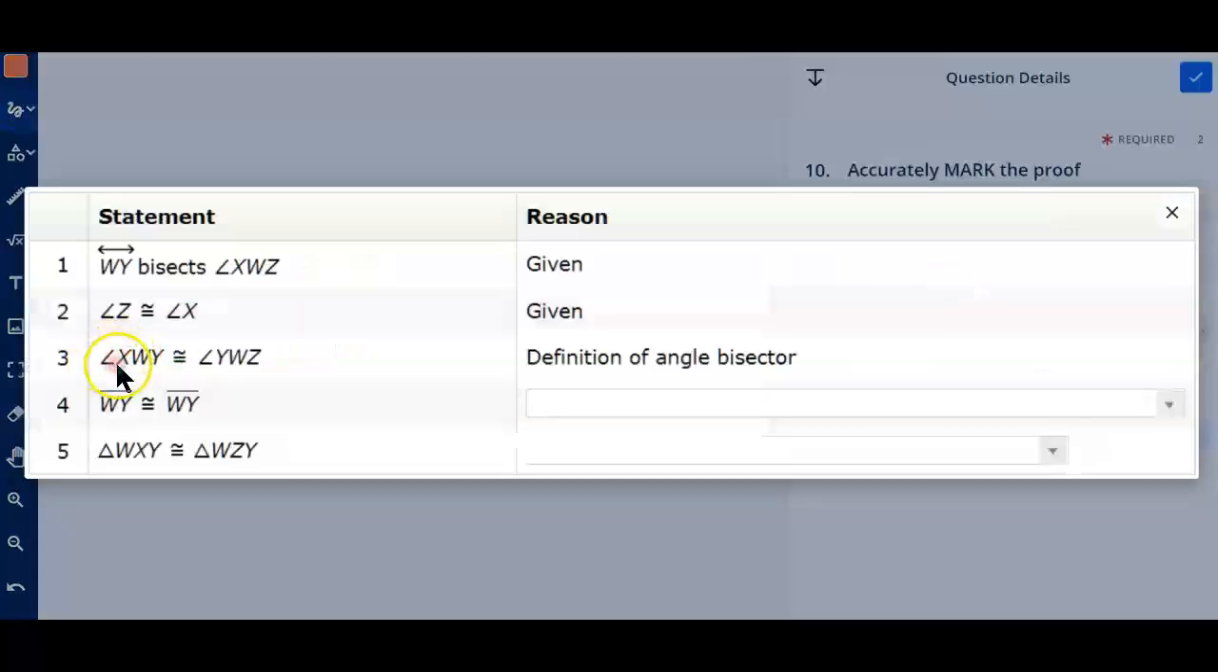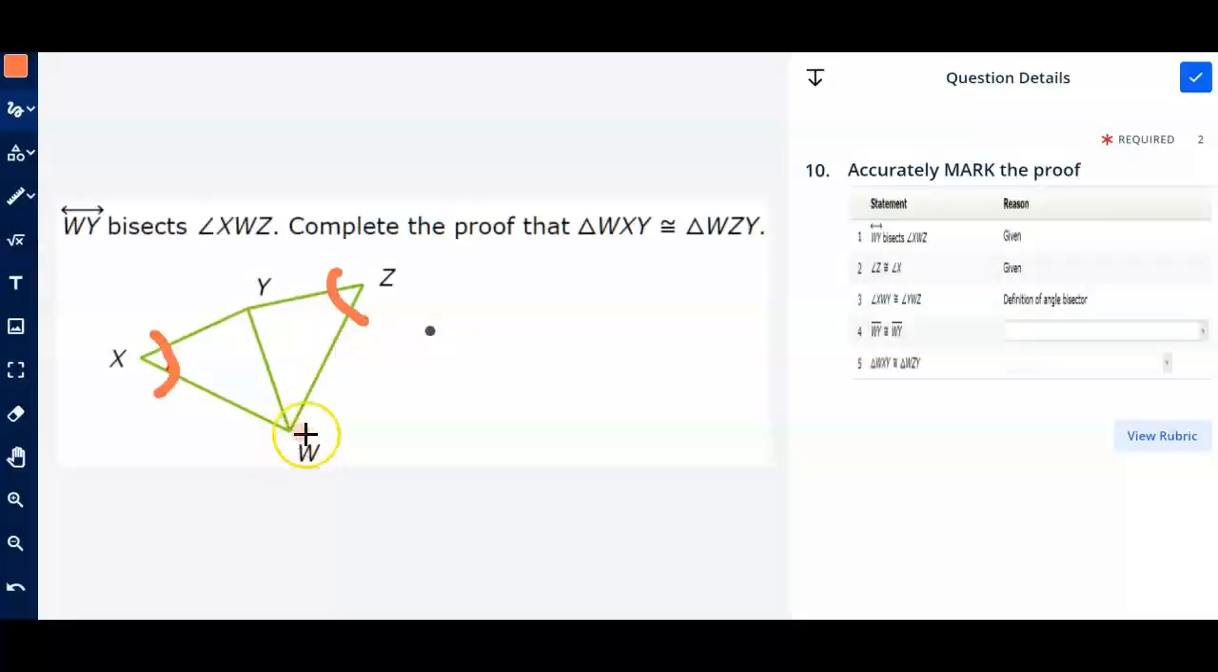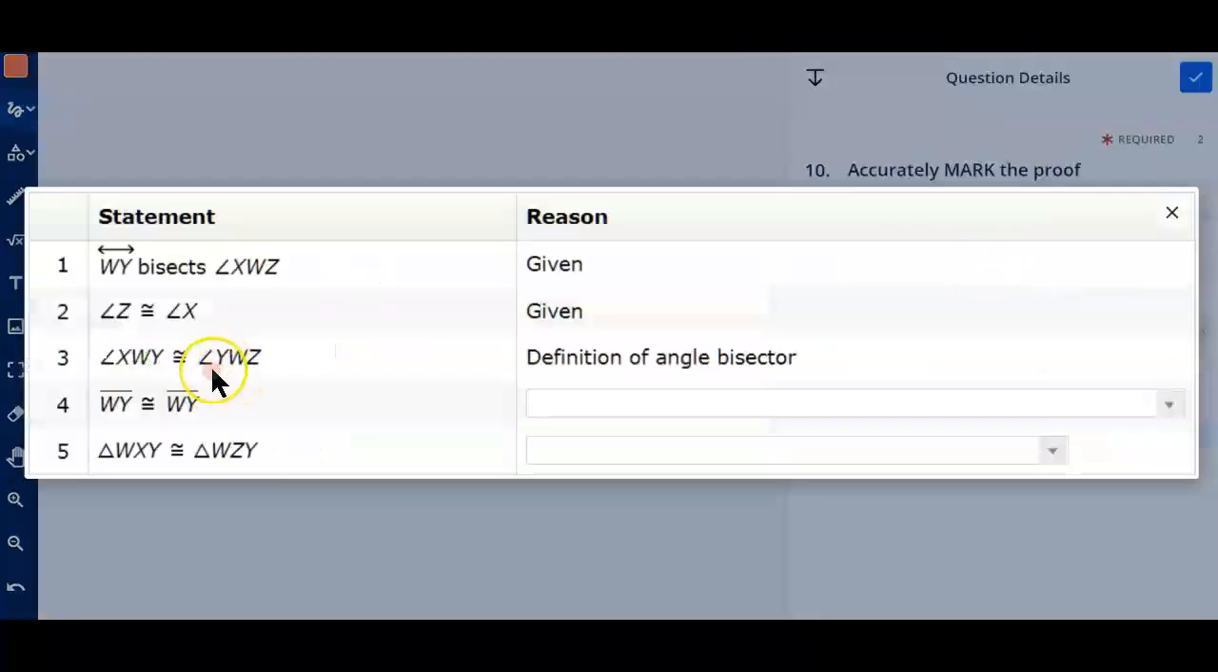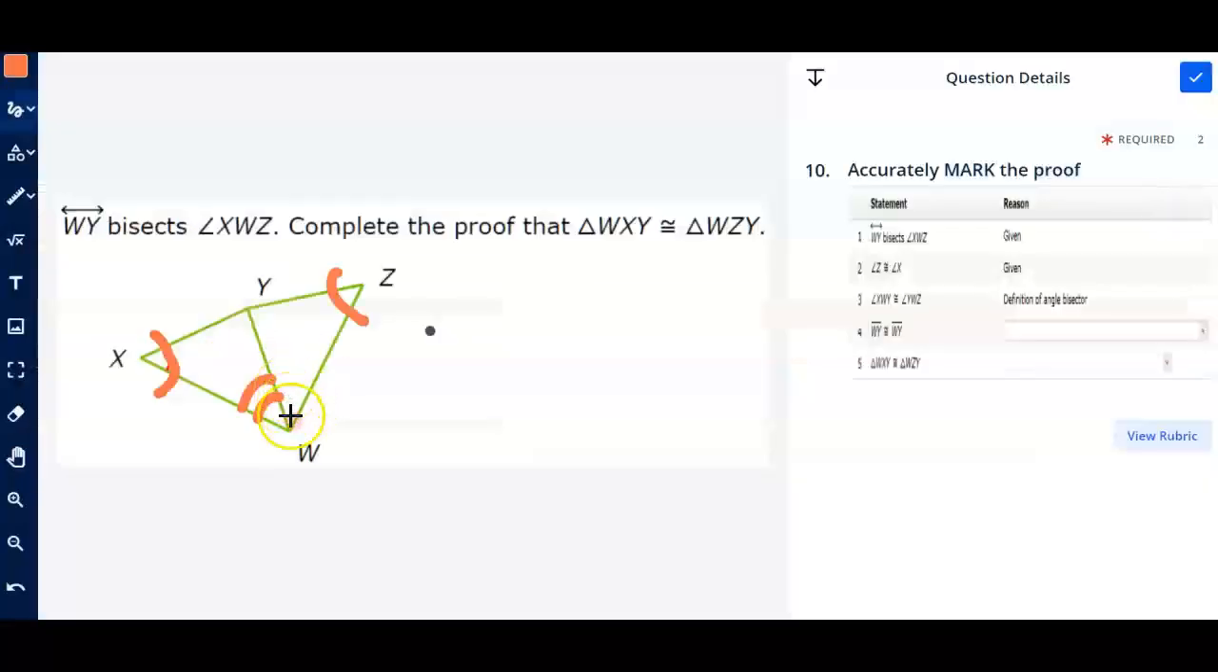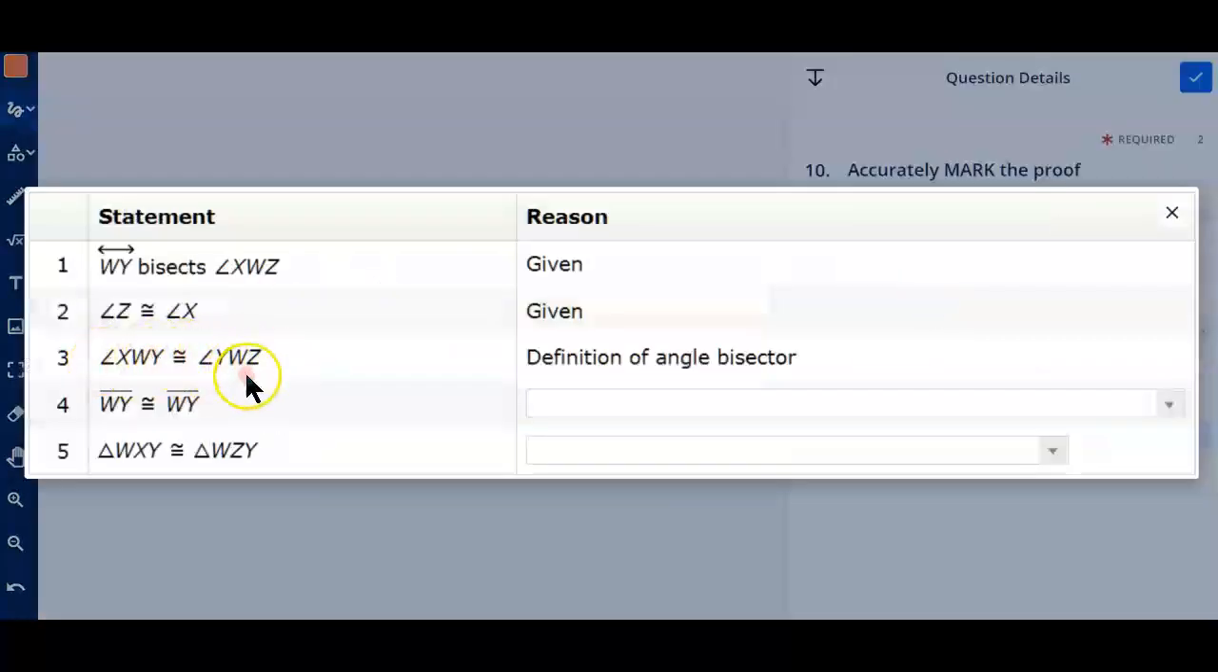Then I have angle XWY. Notice with my 3-letter angle names, it can be a little tricky, but W is the vertex with X and Y for sides. So W vertex with X and Y for sides, that's this angle, is congruent to YWZ. So same vertex, but Y and Z for sides. So that marks number 3 congruent.